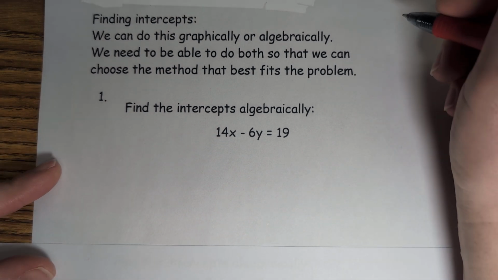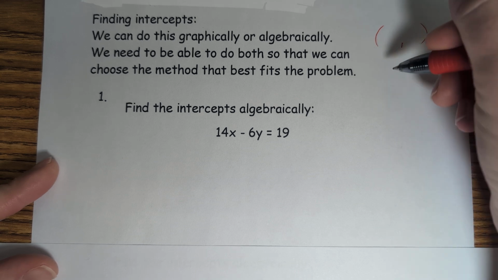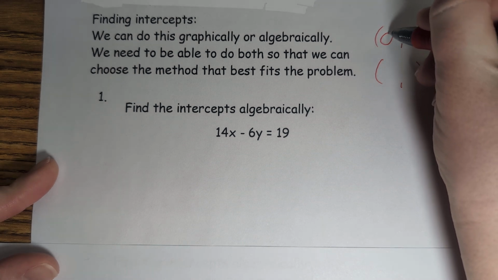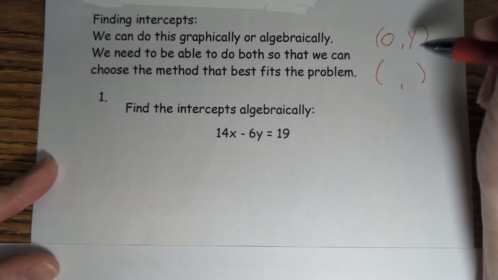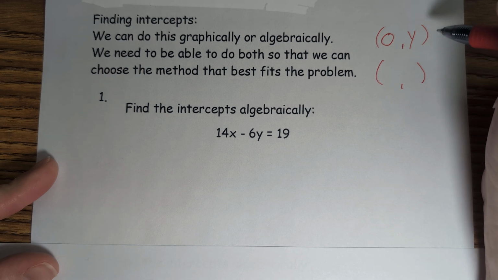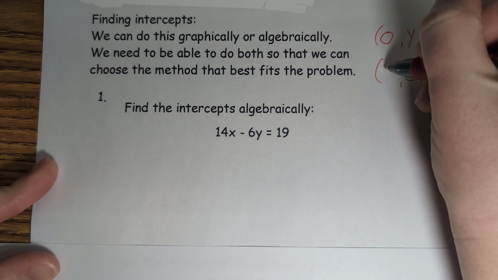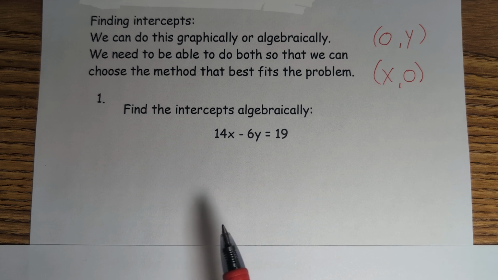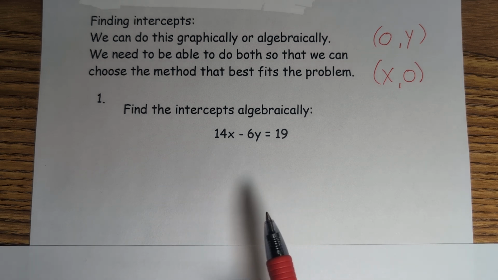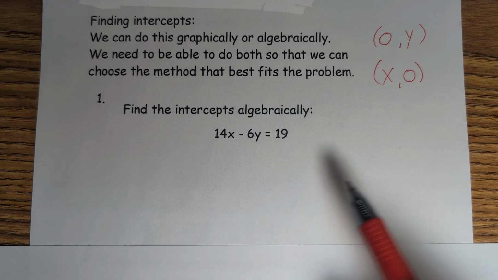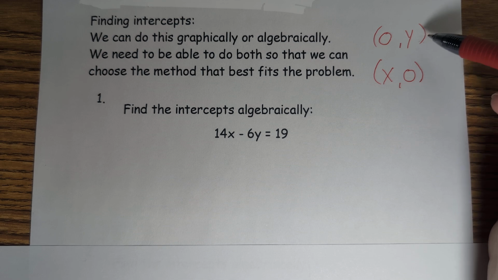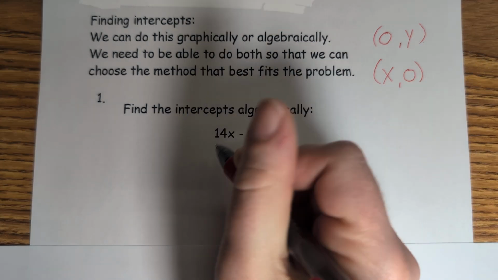Just a reminder, intercepts happen when we have one of our values being 0. So if we're looking at xy coordinate pairs, when the x is 0, that's when we get the intercept where it crosses the y-axis. And when the y is 0, that's when we get the x-intercept where it crosses the x-axis. It's kind of nice to find them algebraically because I don't have to rearrange the equation at all. I just have to plug in a 0 somewhere. So if I put a 0 in for the x and solve for y, that will give me that y-intercept. That's what I'm going to do first.